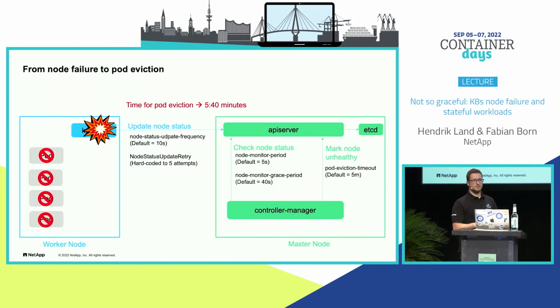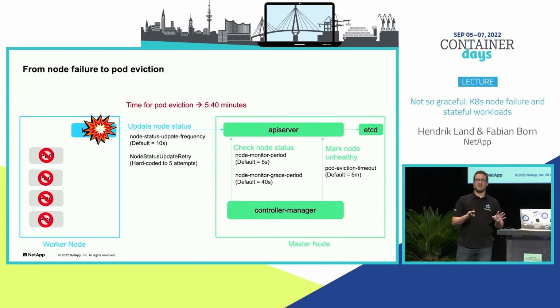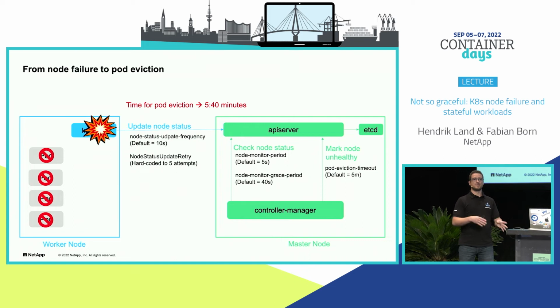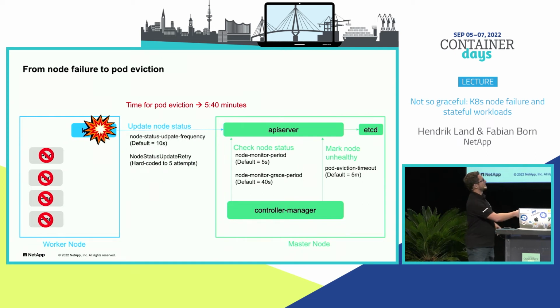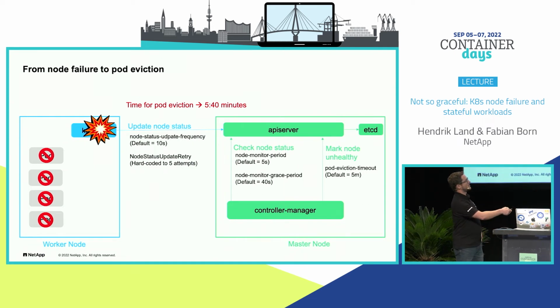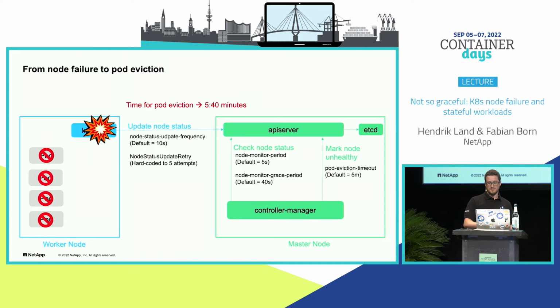node. So in general, you can assume that if you run on default values, it takes 5 minutes, 40 seconds for your pods to actually fail over to another node, or to at least attempt to fail over to another node. You can tune all of those settings. Just before you do that, check the documentation because there's dependencies between them. So for example, the grace period should be a multiple of the monitor period, which kind of makes sense, but yeah, check documentation before you make any changes to those values.